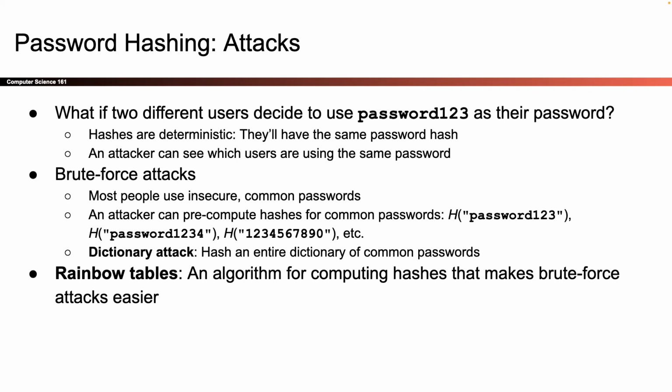So first, I'm going to solve that first problem, which is what if two different users decide to use the same password? I think about this and I'm like, well, the problem here is that hashes are deterministic. If I hash the same thing twice, I get the same output. I do want to keep that they're deterministic. I don't want to switch to something different. I don't want to introduce randomness, because if I introduce randomness, I can no longer verify passwords.